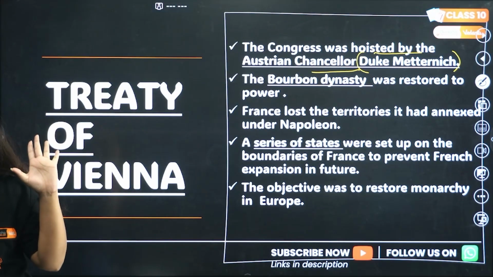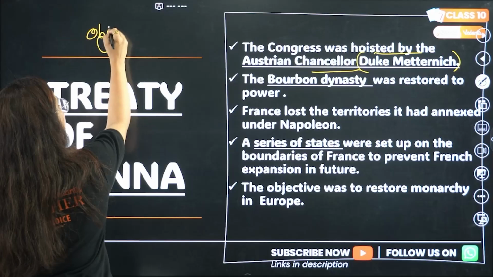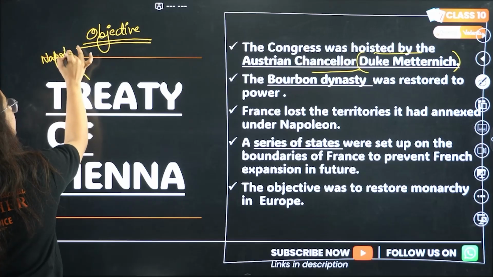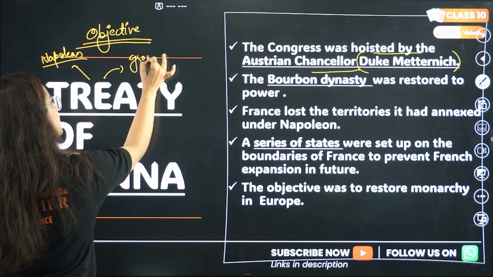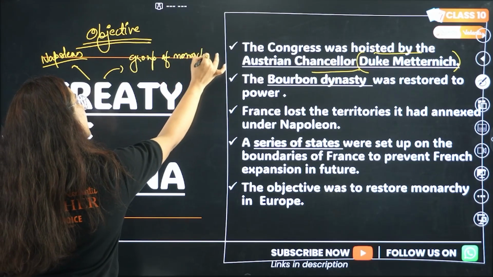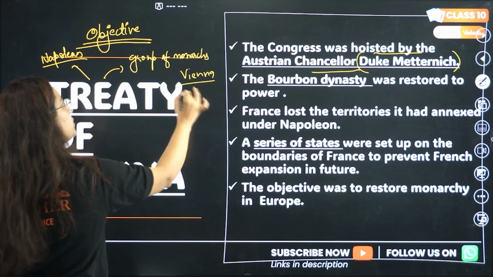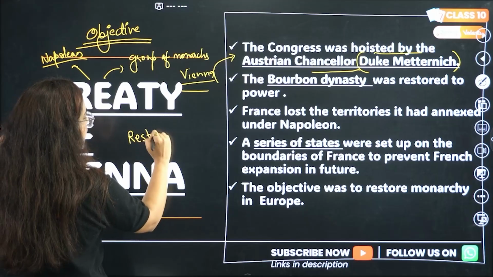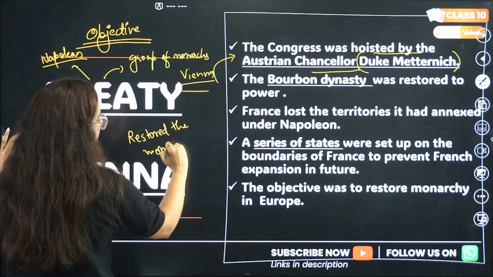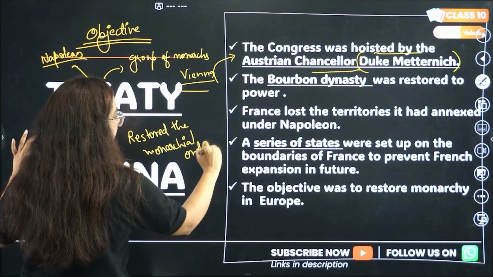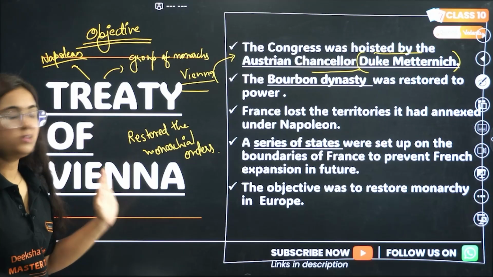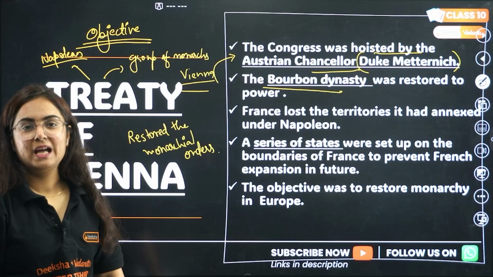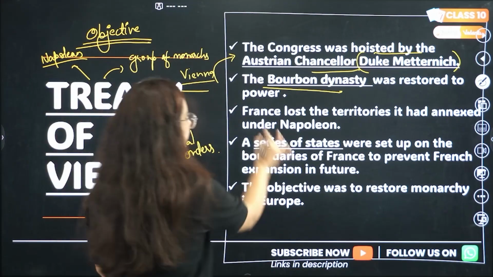Question can come as an MCQ. Now what was the objective of this treaty? The treaty was signed between Napoleon, because he was defeated, and on the other side were a group of monarchs. All of them together met at the place known as Vienna, which was hosted by Austrian Chancellor Duke Metternich, and the objective was to restore the monarchical order by taking away all the rights, all the powers from the hands of Napoleon. What they did, first of all, in France, they restored the Bourbon dynasty. They brought back the Bourbon dynasty in power.